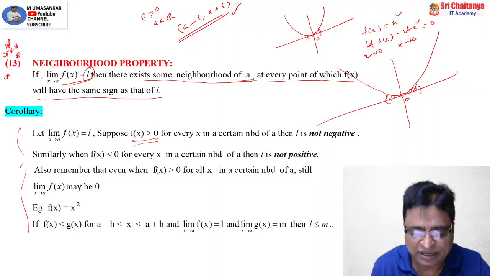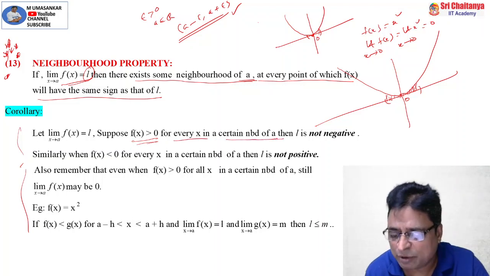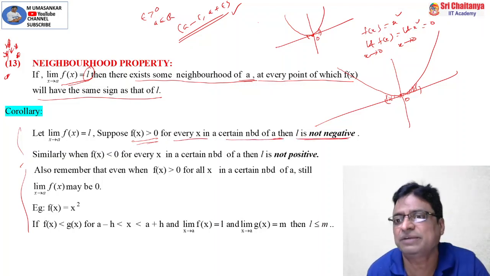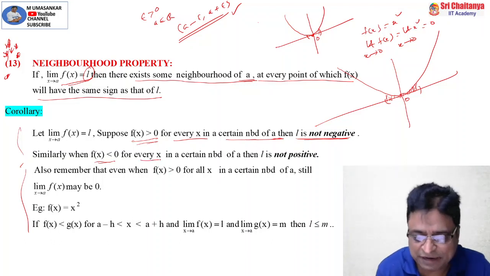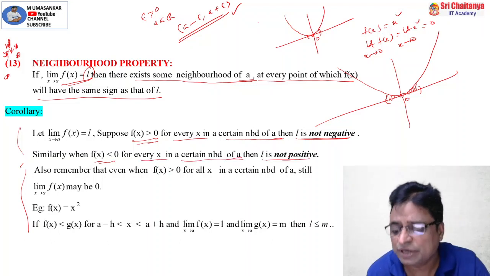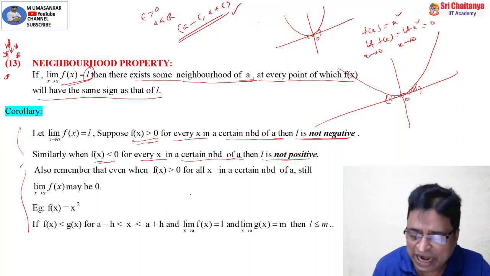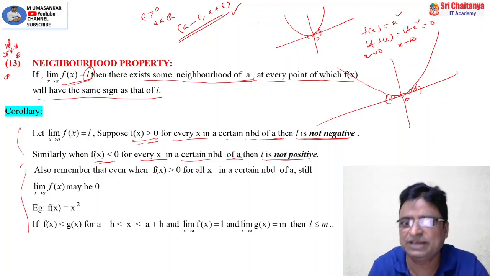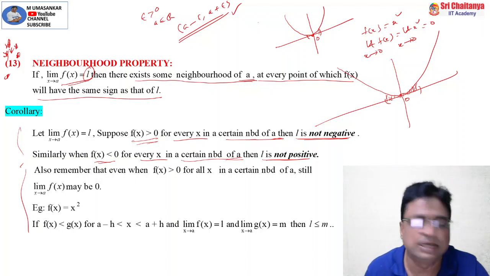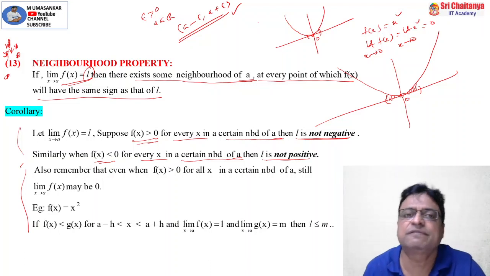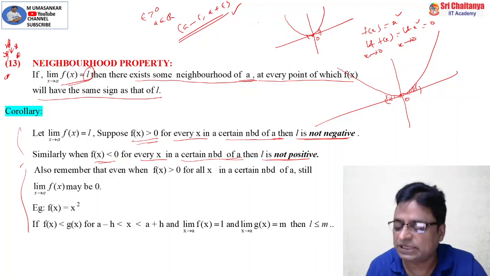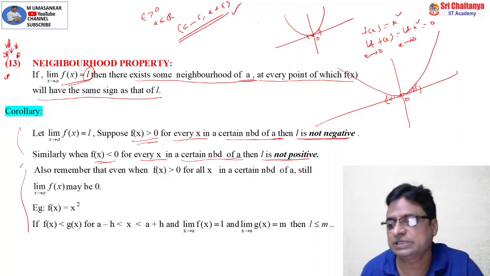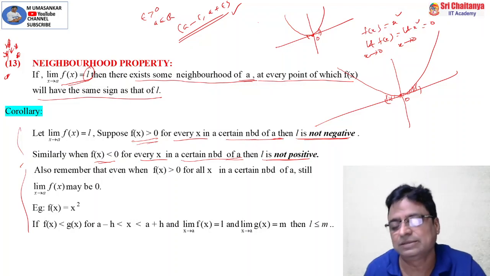So here, if f of x is greater than 0 for every x in a certain neighborhood of a, then L is also non-negative. And if f of x is less than 0 for every x in a certain neighborhood of a, then L is also not positive. And if f of x is equal to 0, automatically L is also 0. The same thing we mentioned here, and this property is called the neighborhood property. Again, please practice different varieties of examples and counterexamples to support this particular concept. With some theoretical questions also, I will explain this properly after this lesson.